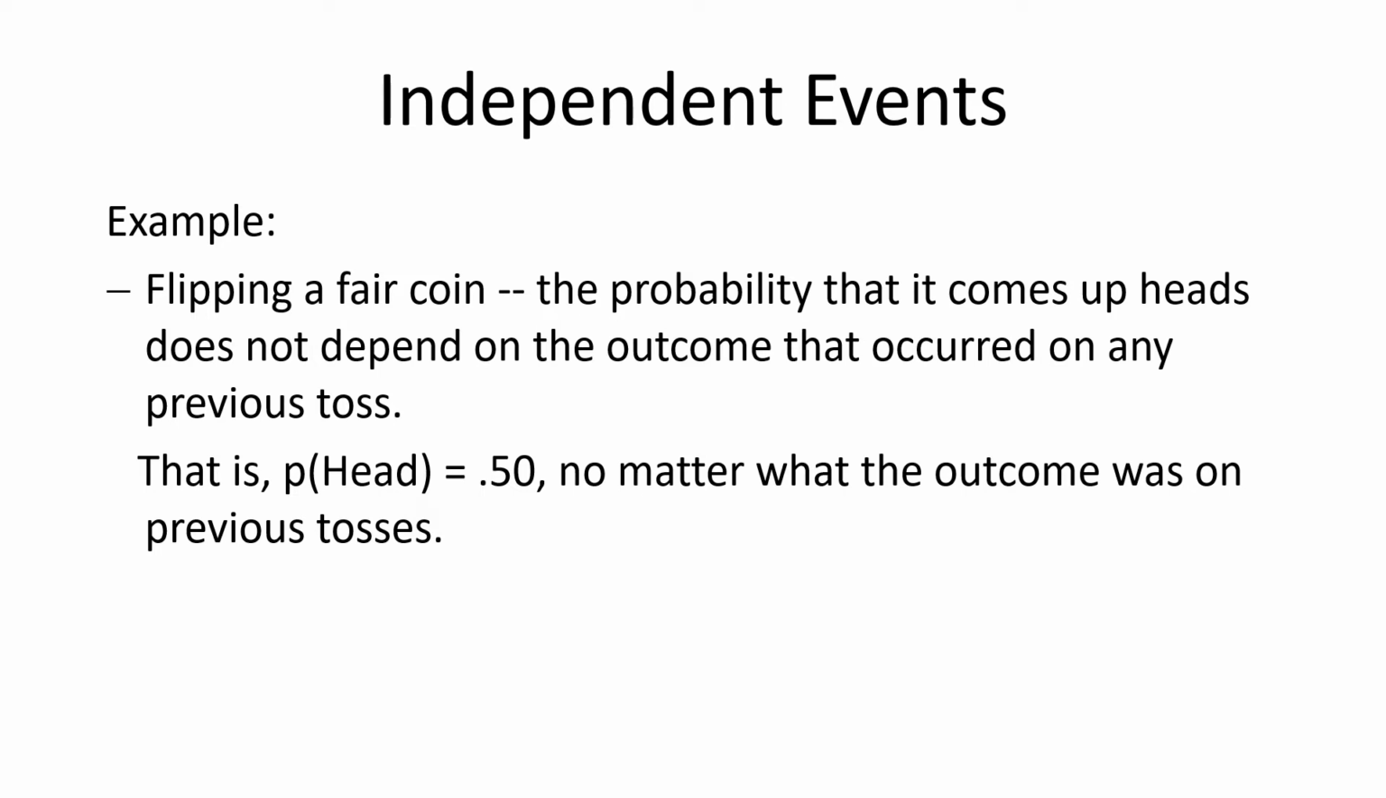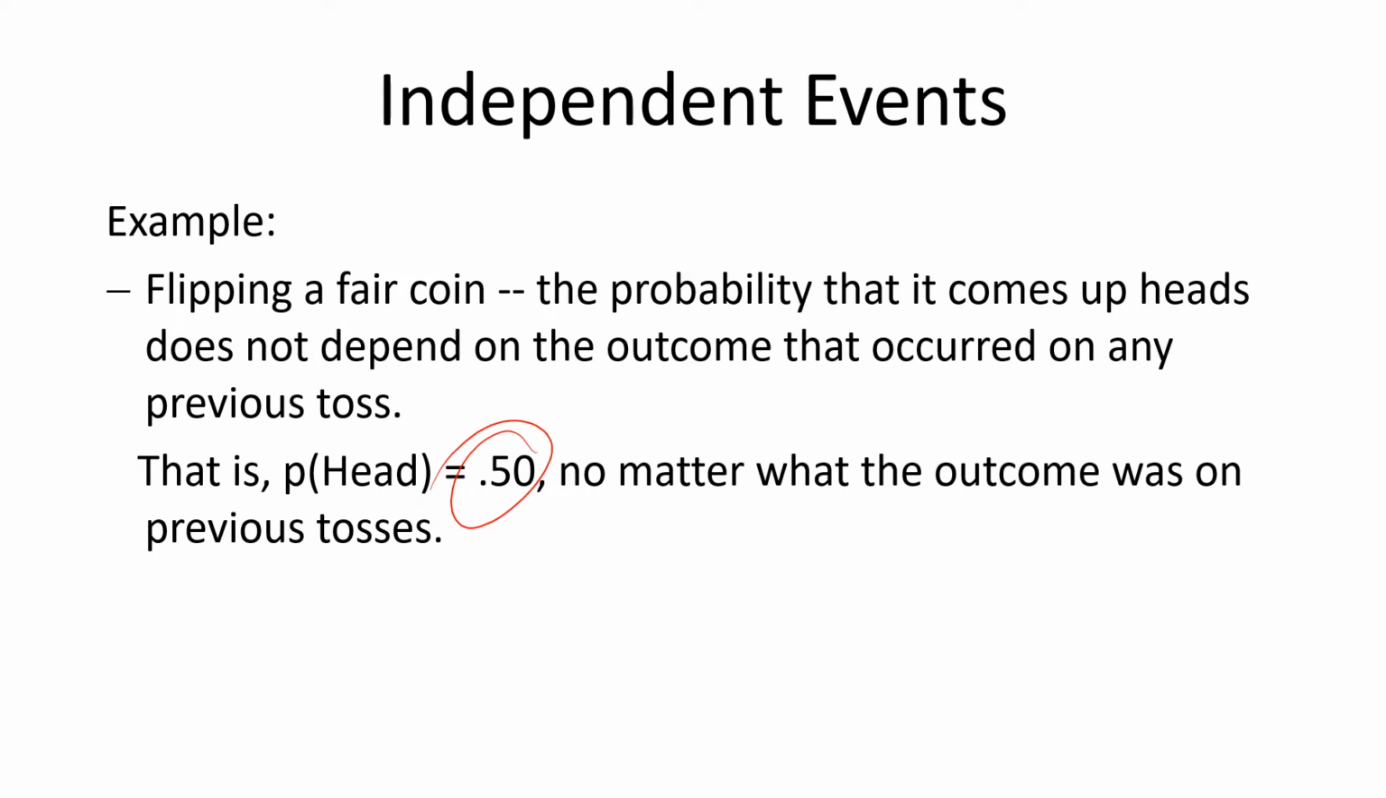If you flip a coin, the probability that it comes up heads does not depend on any outcome that's occurred on a previous toss. It's going to be 0.5 no matter what you do. You can flip that coin 1,000 times. Let's say you flipped the coin 10 times, and it came up heads 9 times in a row. What's the probability you're going to get heads on the next flip? 50%. It doesn't matter what's already happened.